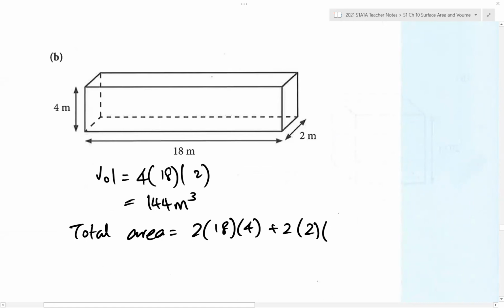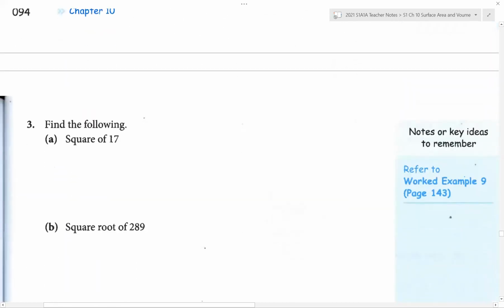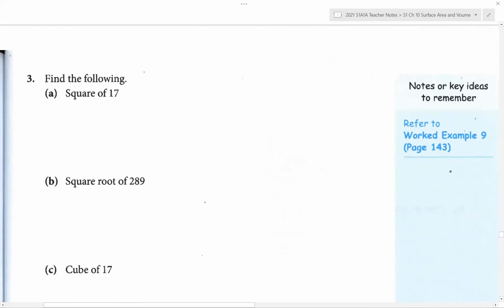2 bracket, 2 bracket, 4. Any more? Okay, good. How much is that? 232 square meters. So that's the total area. Next. Now we have very simple and basic questions. Who is next? Ray.